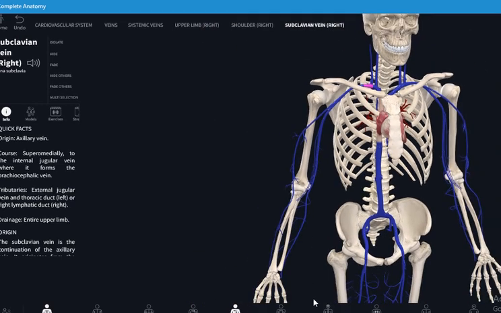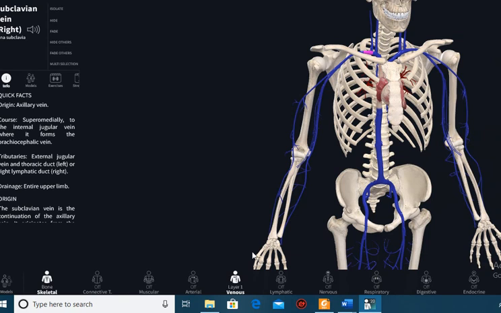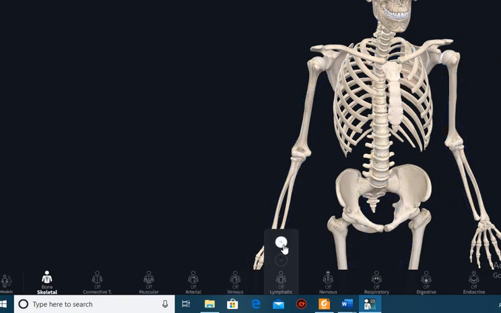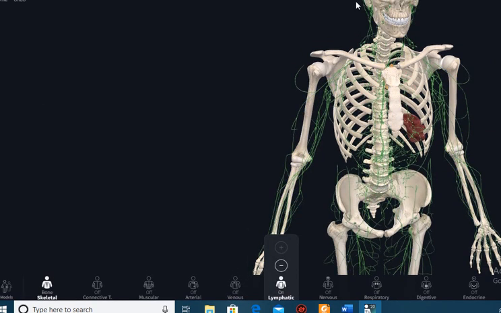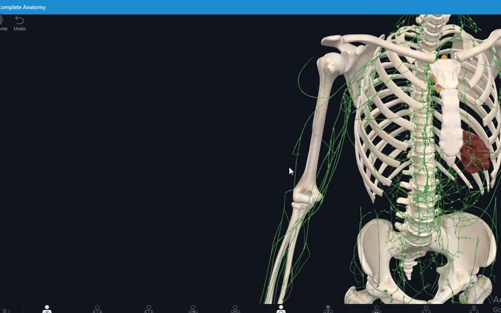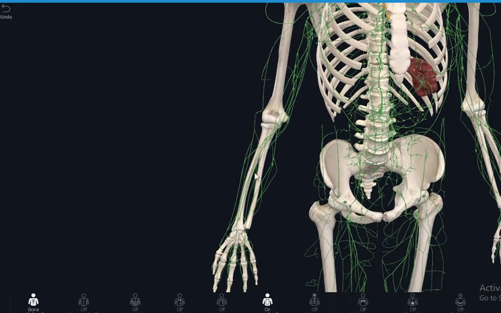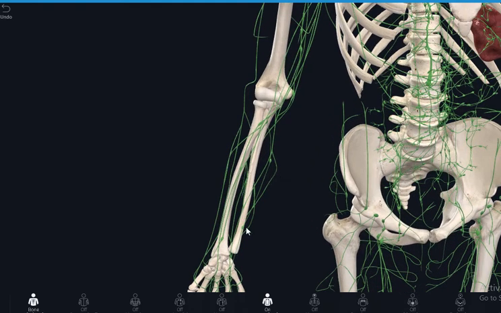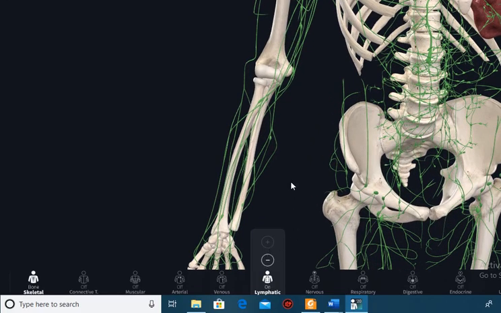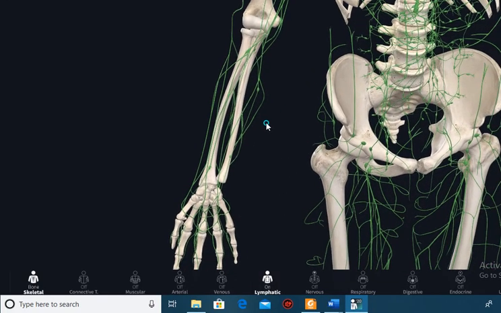So that's it for the venous drainage. So we remove the venous drainage and we move to the lymphatics. Again, the lymphatics is easy. The only thing that you need to note on the lymphatics are the lymph nodes. The most important thing to note with the lymphatics are the lymph nodes.